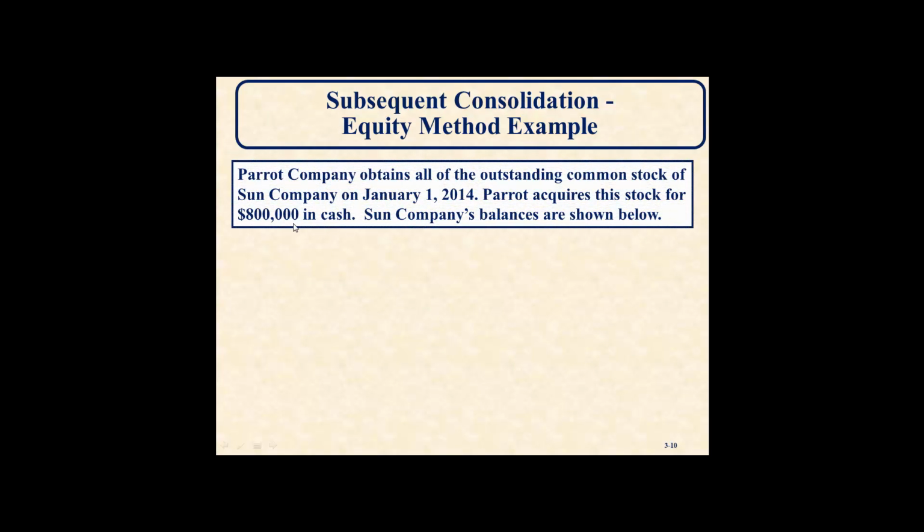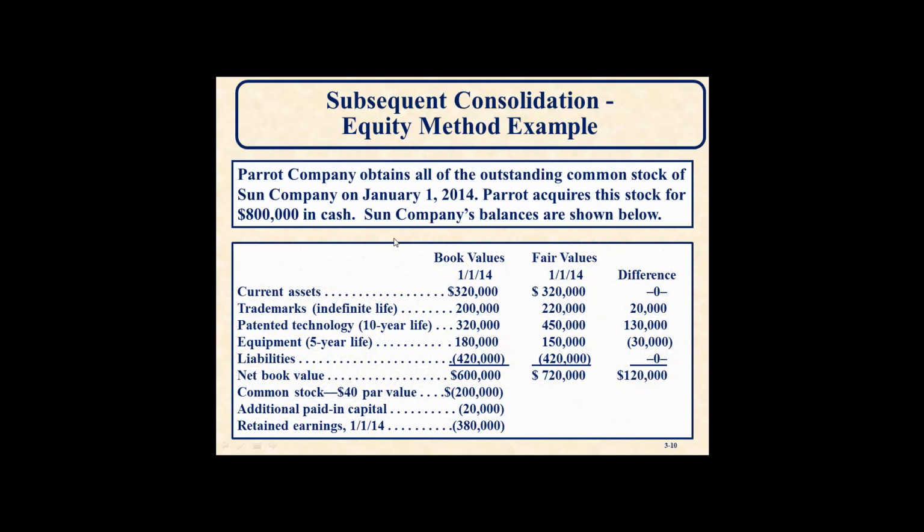So let's use an example. Parent company obtains all of the outstanding common stock of Sun Company on January 1st, 2014. Parent acquires the stock for $800,000 in cash. Below are the balances of Sun. The net book value of Sun is $600,000, the fair value is $720,000, and here are the differences.